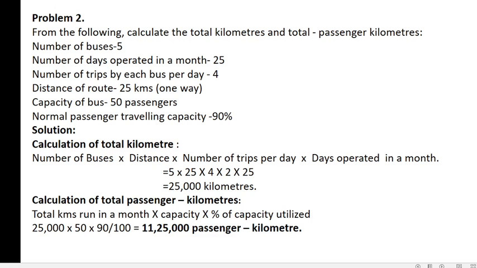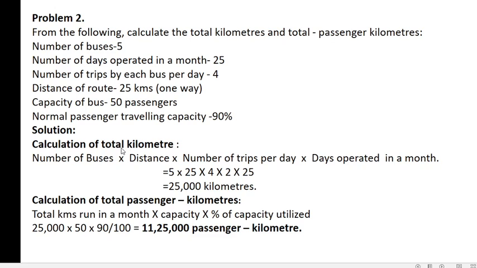Now moving on to the next problem. From the following, calculate the total kilometers and total passenger kilometers. Number of buses is 5. Number of days operated in a month is 25. Number of trips made by each bus per day is 4. Distance of the route 25 km, that is one way. Capacity of the bus is 50 passengers. Normal passengers traveling is 90%. From this information, we have been asked to calculate the total kilometers and total passenger kilometer.